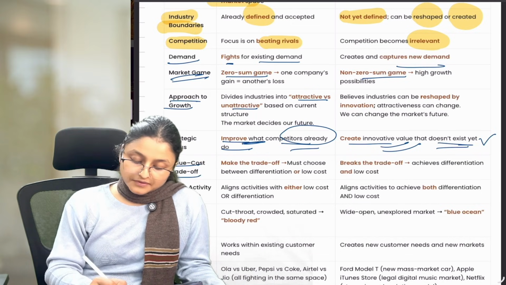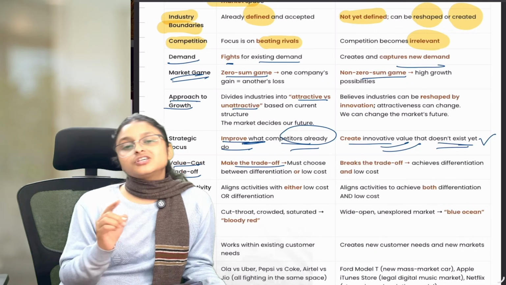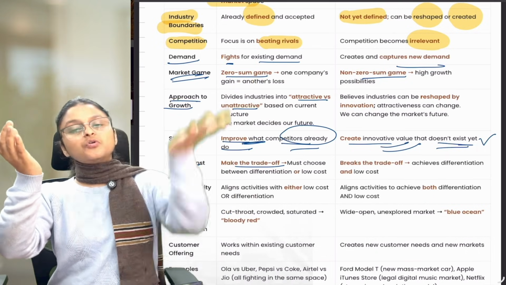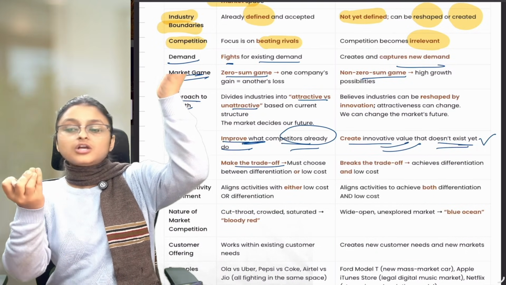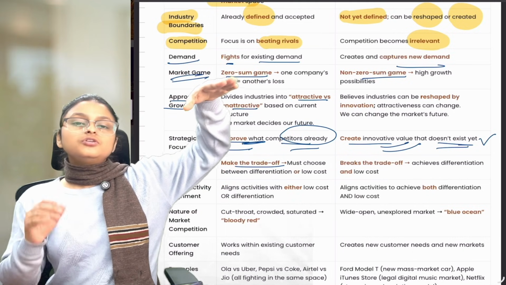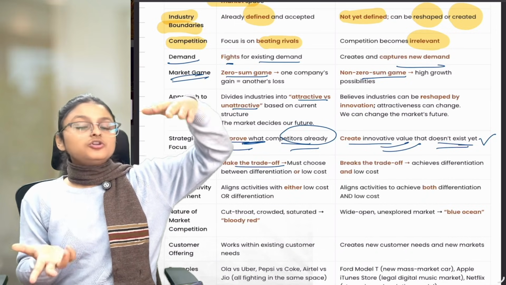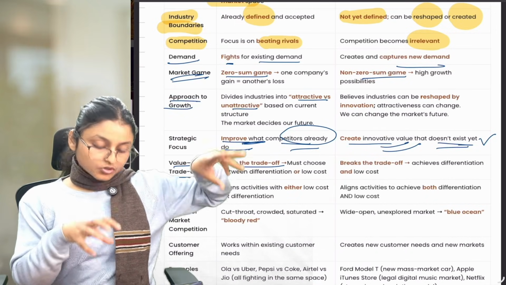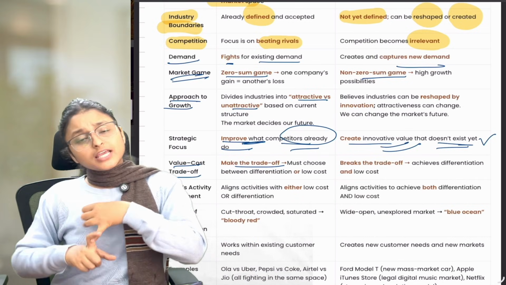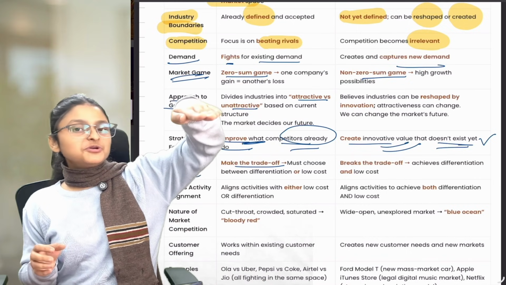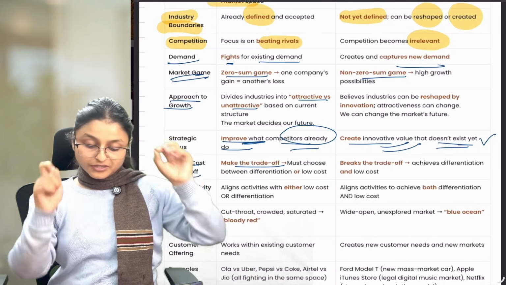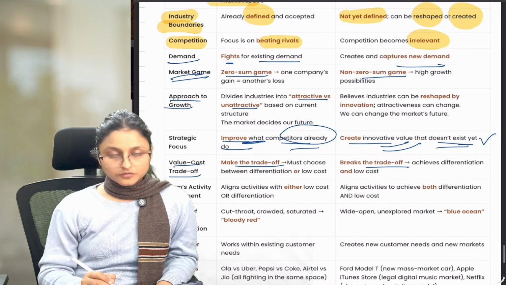Value cost trade off. Here we need to make a trade off between product differentiation and cost. What does trade off mean? That means you can't increase both of them. If you want to increase one, you need to give up the advantage of the other. Like if you want to increase the differentiation, you might not have lower cost. You will not be able to achieve both of them when you focus on red ocean strategy. But when you go for blue ocean strategy, you are able to achieve both of them. That means you are able to achieve differentiation. You are able to achieve cost advantage also. Both of them together, and hence it breaks the trade-off.